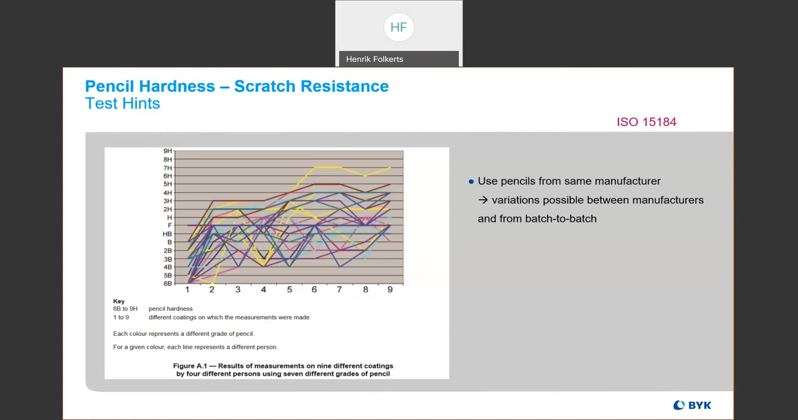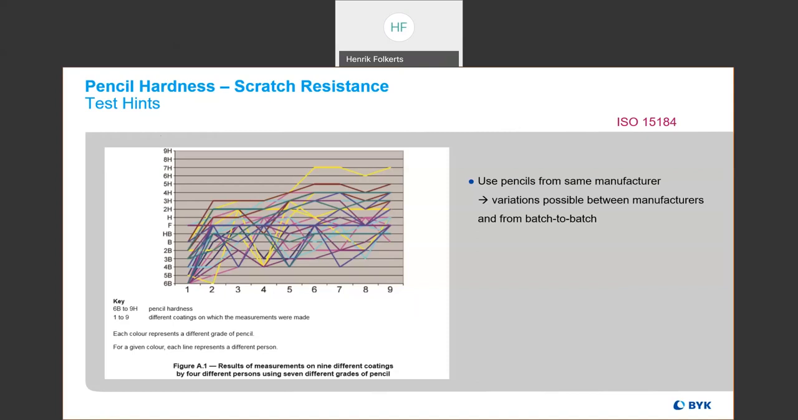For example, the yellow lines represent 4 different users. When you look at panel number 9 here, and you look at the yellow, we have 4 different yellow lines for a panel, meaning the 4 people have quite different results. One person gets the value of H, the next person gets the value of 2H, another person gets the value of 8H. As you can see, we have a large variation, and if you only use one brand, you have the potential to be within 1 pencil grade. We highly recommend that you always use pencils from the same manufacturer, because you can have quite large variations between different manufacturers.